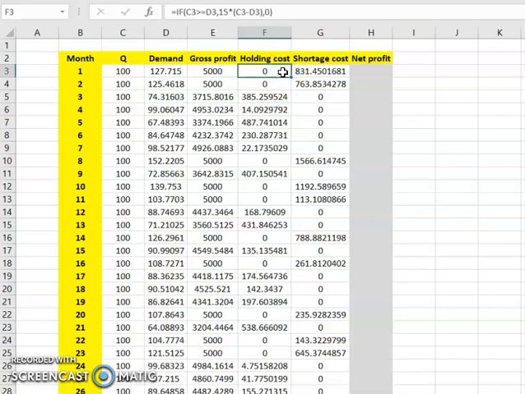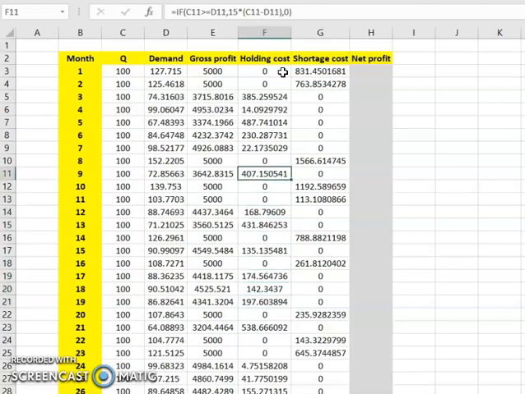Let's check it, for example, here. Holding cost is zero, holding cost is zero. Here, the shortage, shortage, shortage. You cannot find anything here where both of them are positive numbers. One of them is positive and the other one is zero.